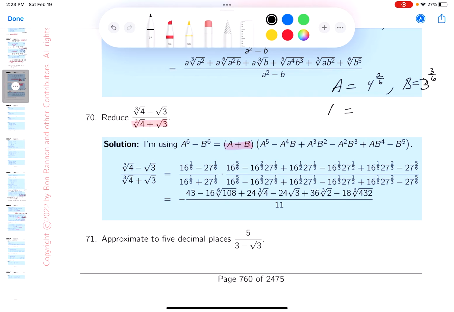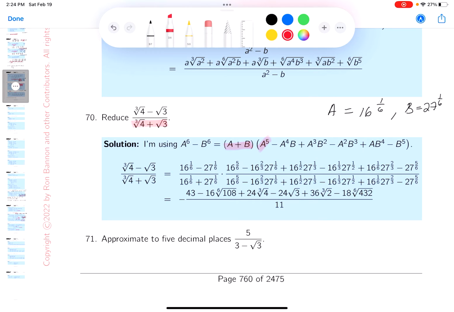This A can be written as 16 to the 1/6. Right? And this B could be written as 27 to the 1/6. Now that's going to make it easier, but I notice they did do that. All right? So I'm going to erase this, and I'm going to run with what they have. So let's talk about it.